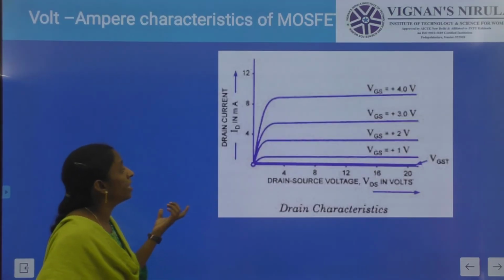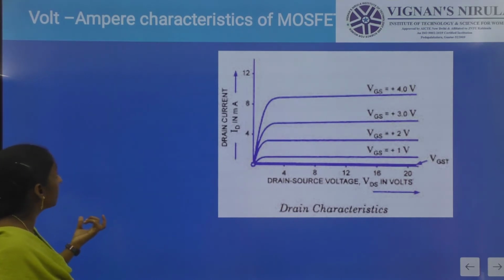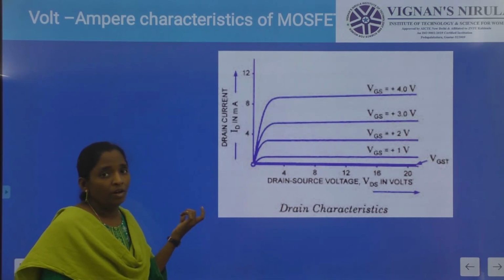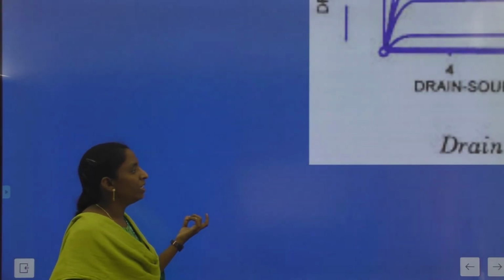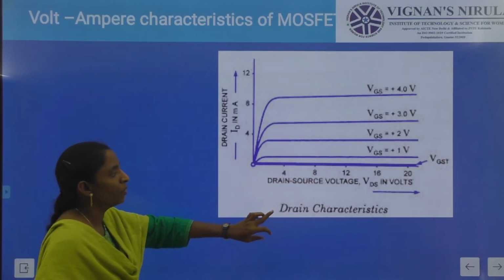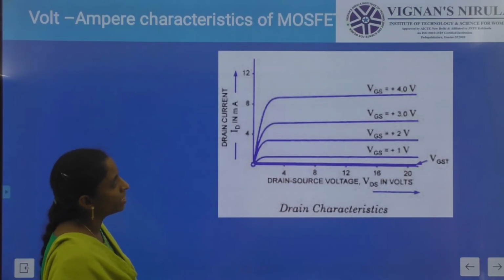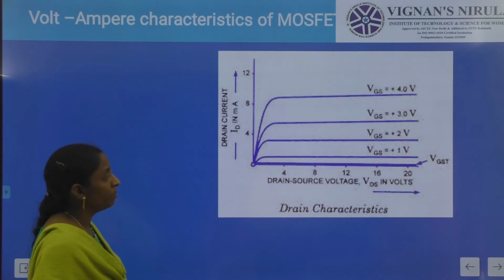This is the VI characteristics, the drain characteristics, of the depletion MOSFET. Here we are taking the output voltage, VGS. What is meant by VGS?